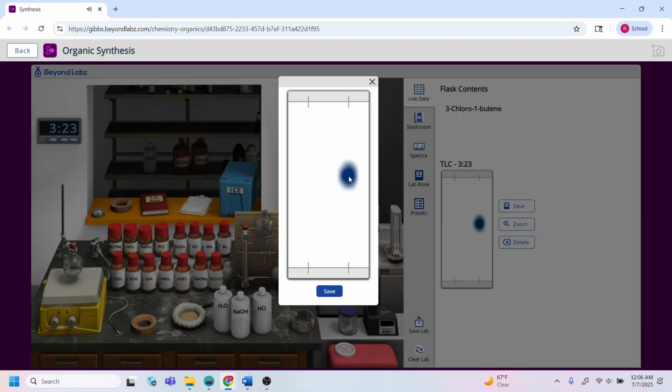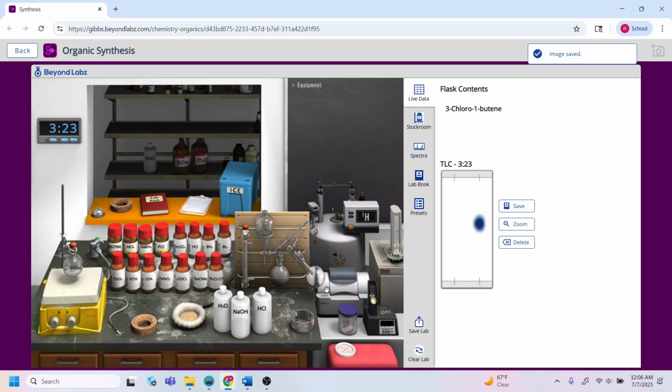Okay, so after this, we can go ahead and do the TLC. Get the Rf value for the TLC. You save to your workbook, and then we're going to do the IR and the proton NMR. So we're going to do the IR in there. There you go.